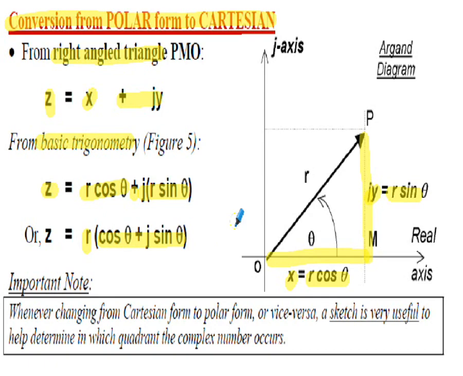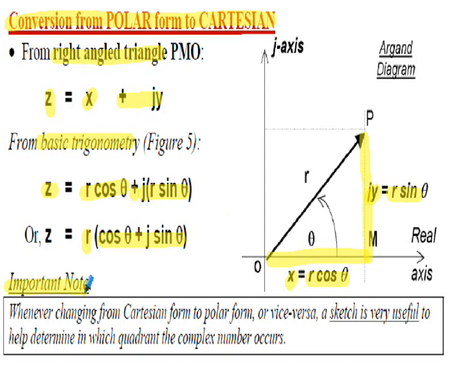I would suggest you take a moment to stop the video and think through how we found the r cos theta and the j r sin theta, noting that cos theta is equal to the adjacent side over the hypotenuse, so cos theta is x over r, and then rearranging for x we get r cos theta, and likewise sin theta is defined as the opposite side divided by the hypotenuse, so that will be sin theta is equal to y divided by r, and again transposing for y we get r sin theta.